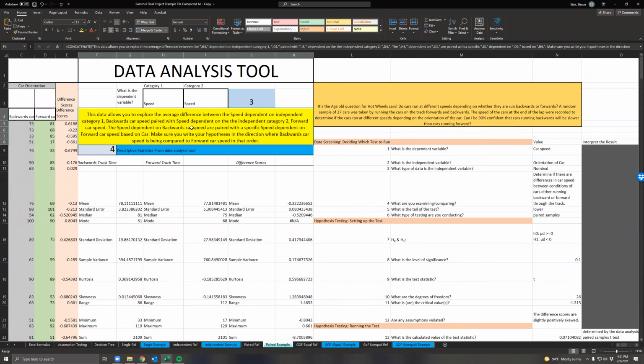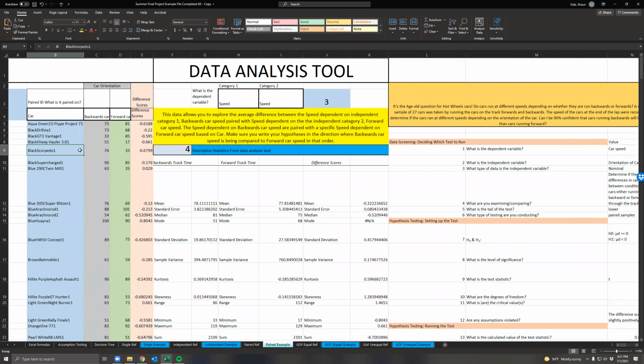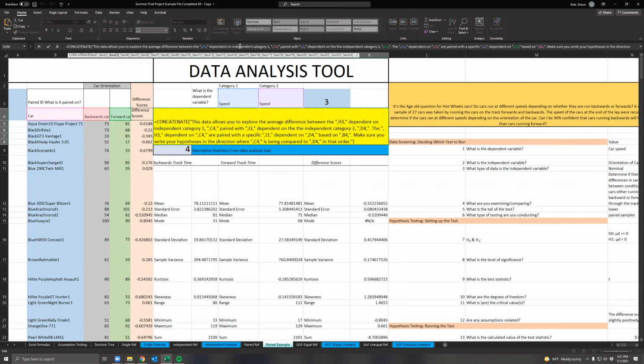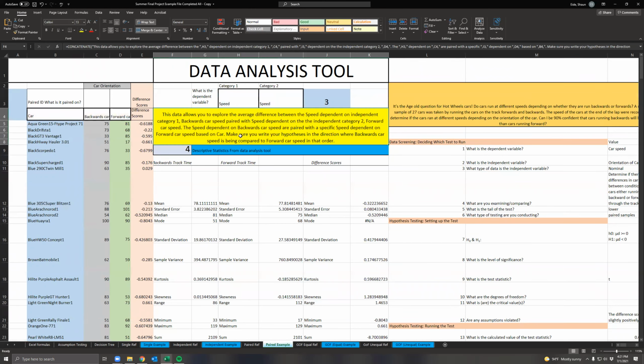This yellow box right here gives you some information about what it is that you're looking at. The data allows you to explore the average difference between the speed dependent on the independent category 1, backwards car speed, paired with the speed dependent on independent category 2, forward car speed. The speed dependent on backwards car speed is paired with the specific speed dependent on the forward car speed on car. And just so you know, all of this is just a big formula. So you can kind of see, if you look at this, it tells you what all these different things are, if you're wondering why it's really clunky.